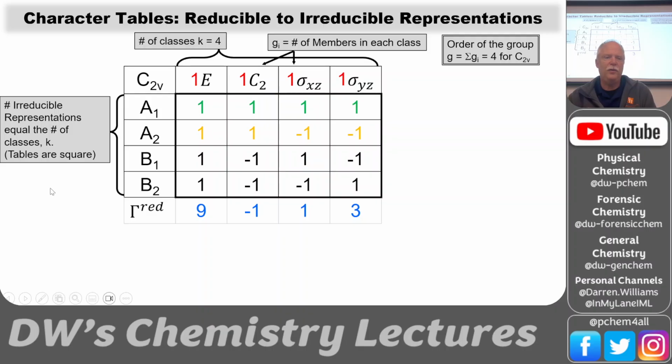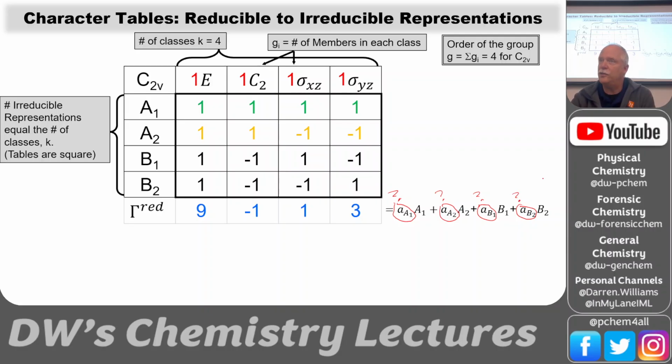And so then the number of irreducible representations matches the number of classes, k. So the tables are square, in other words. So this reducible representation is what I said earlier. It's equal to a sum of these rows. So there's going to be a certain number of A1 rows, a certain number of A2s, a certain number of B1s, and a certain number of B2s. So how do we solve for these little coefficients? That's what we want to know. We want to know how many A1s there are, how many B1s there are, etc.